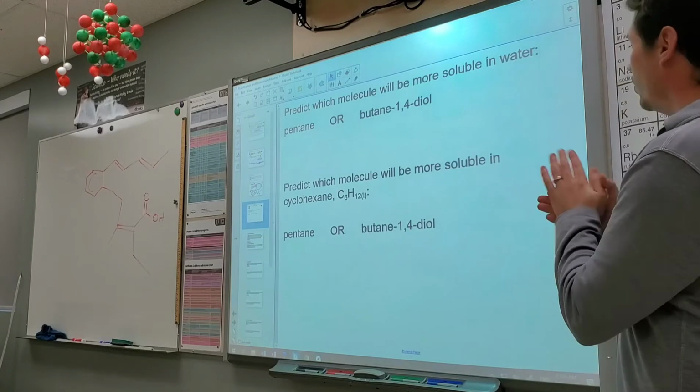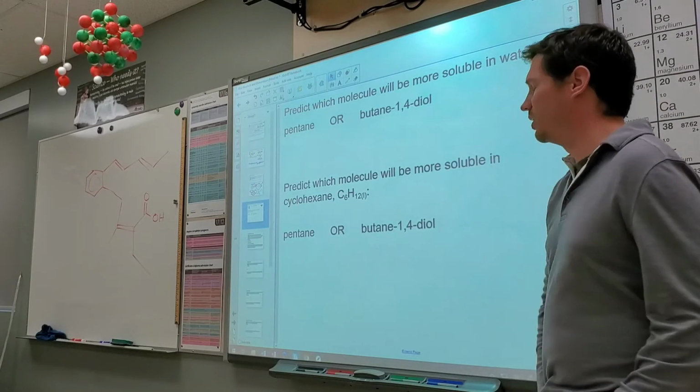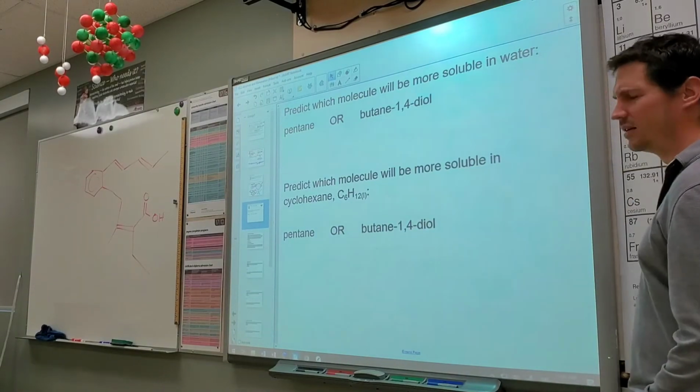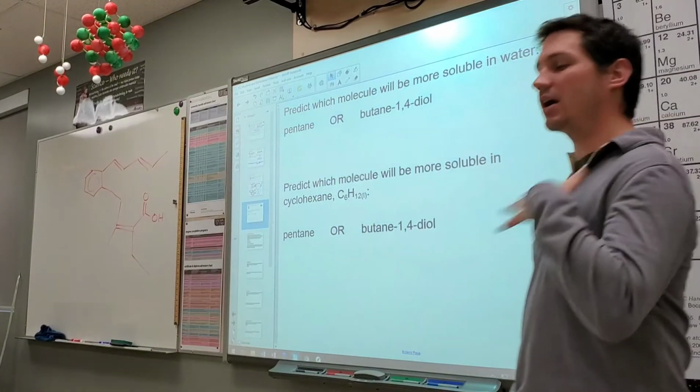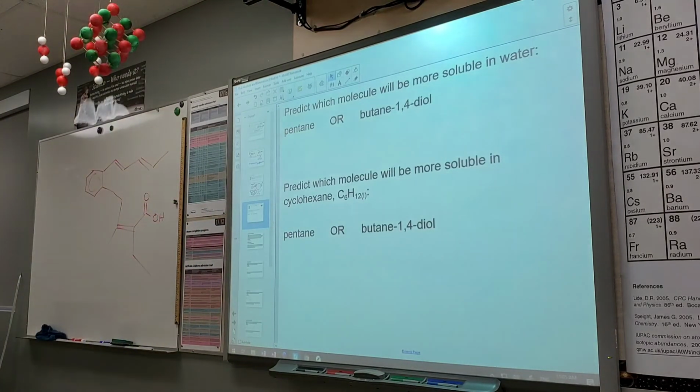Predict which molecule will be more soluble in water, and then predict which molecule will be more soluble in cyclohexane. Go ahead, try this out. Take a couple minutes and talk to your friends about it. Because this is important.